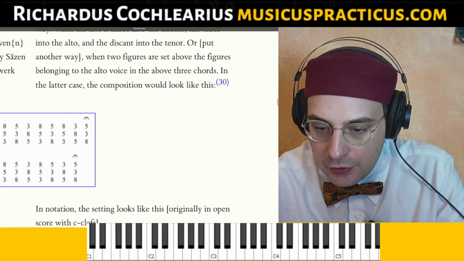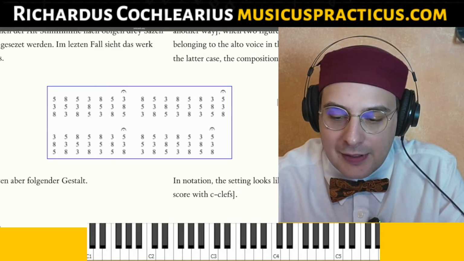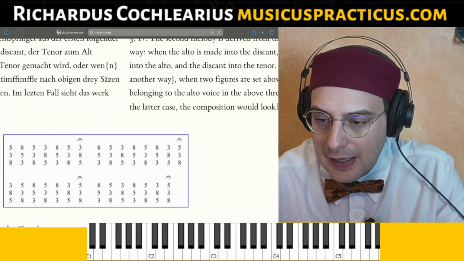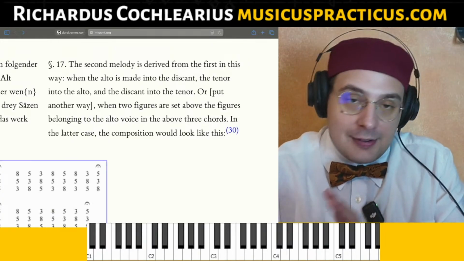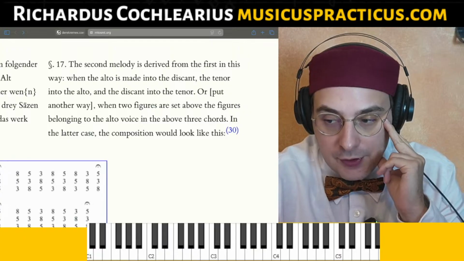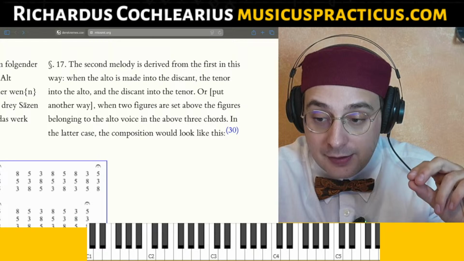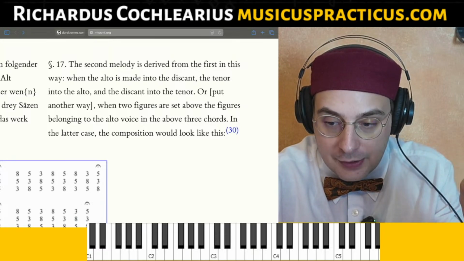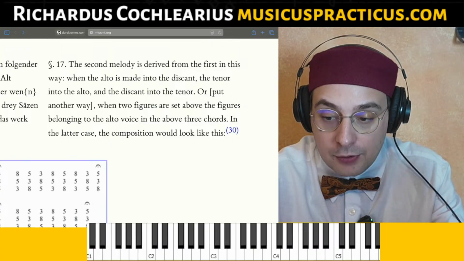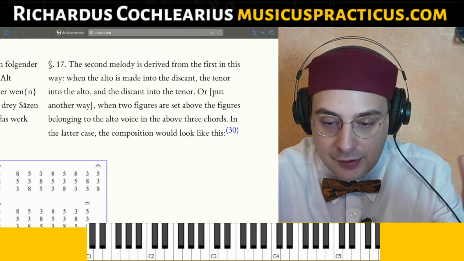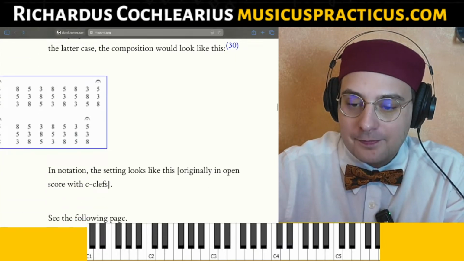Now, let's come back to our elements, so we can say that now we have the chorale in another voice. Now we'll see the example. So the second version is derived from the first in this way. When the alto is made into the discant, the tenor into the alto, and the discant into the tenor. Or, put another way, when 2 figures are set above the figures belonging to the alto voice in the above 3 chords. In the latter case, a composition looks like this.